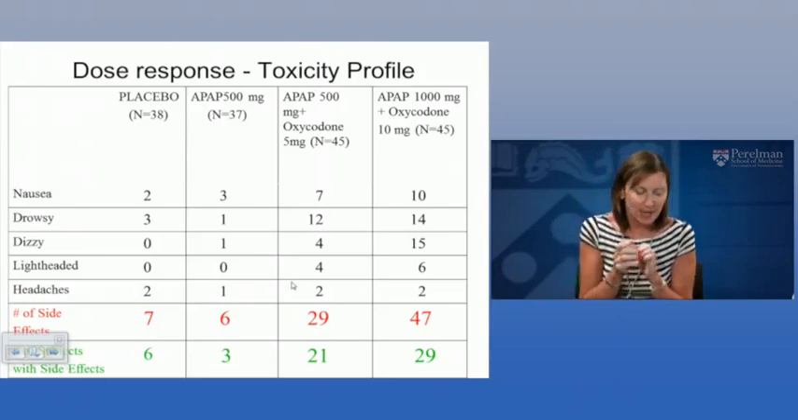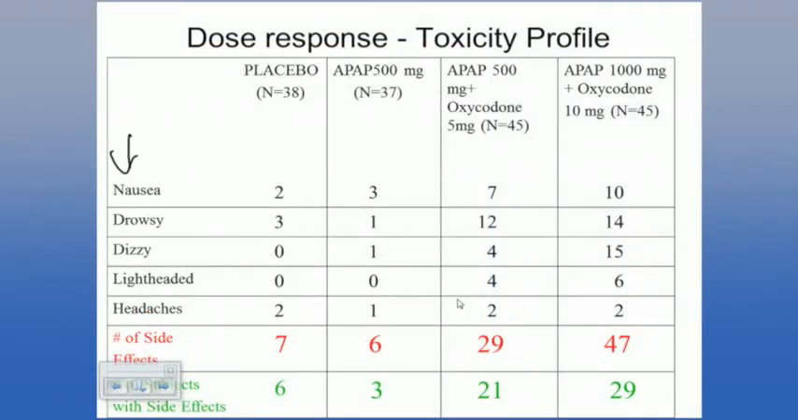So on the left-hand side down here is looking at the common anticipated sorts of side effects with Tylenol or oxycodone. And they include nausea, drowsiness, dizziness, lightheadedness and headaches. And then calculated in the red is the number of side effects experienced overall in that group. And then in the green is the number of subjects with side effects. Okay, so two different ways of looking at toxicity.